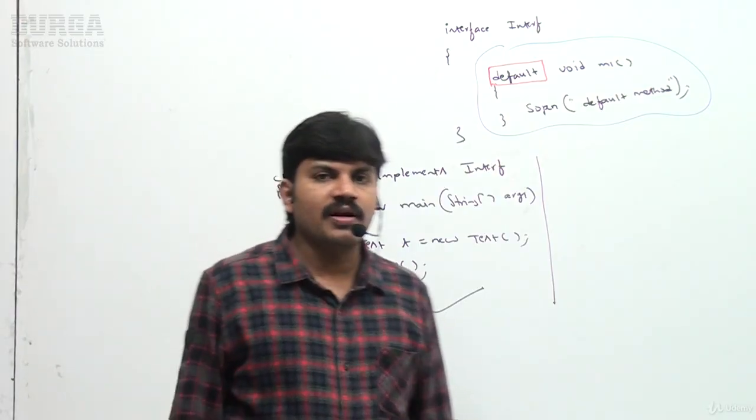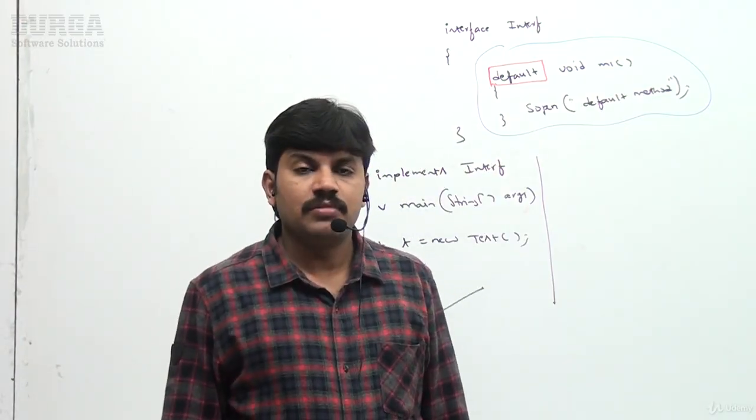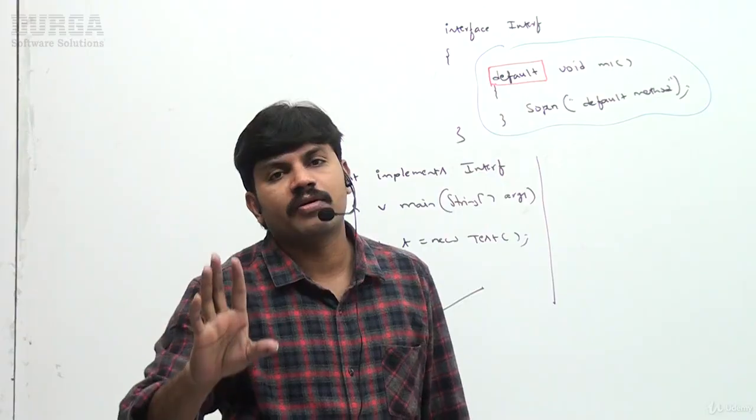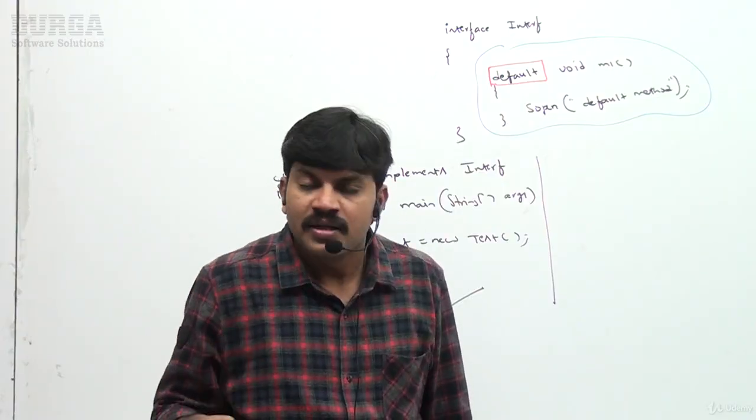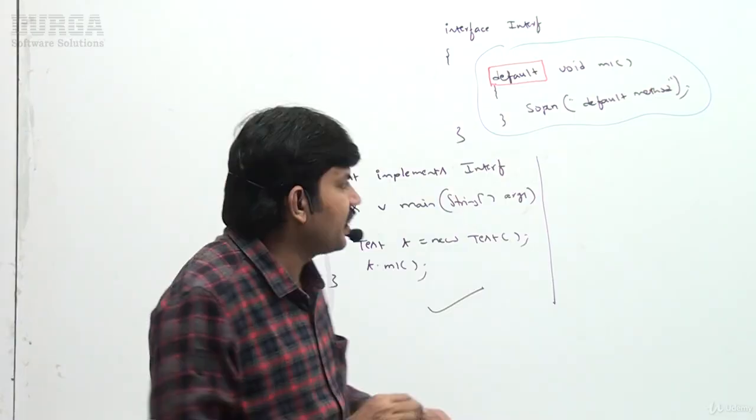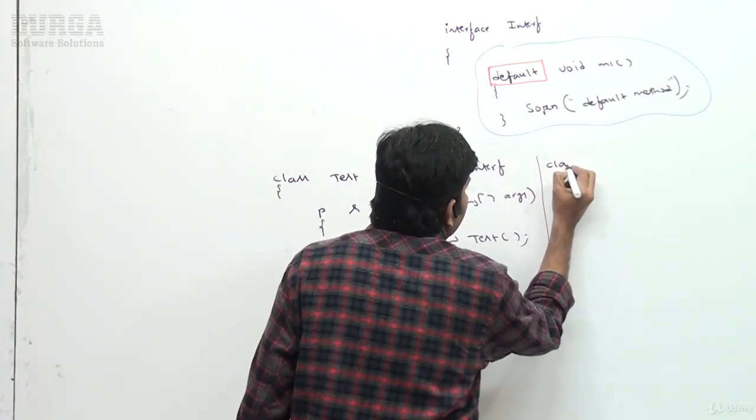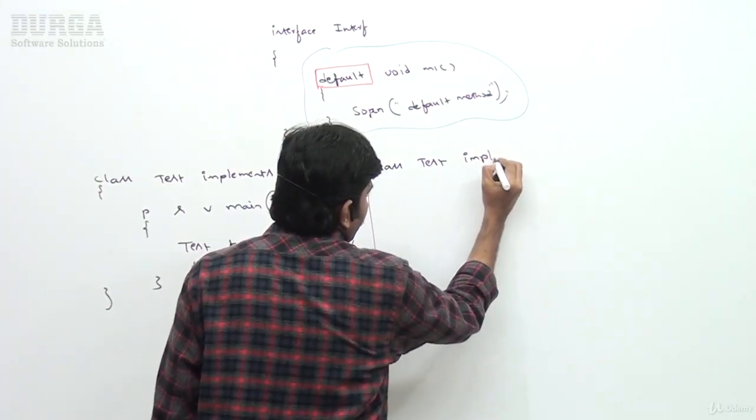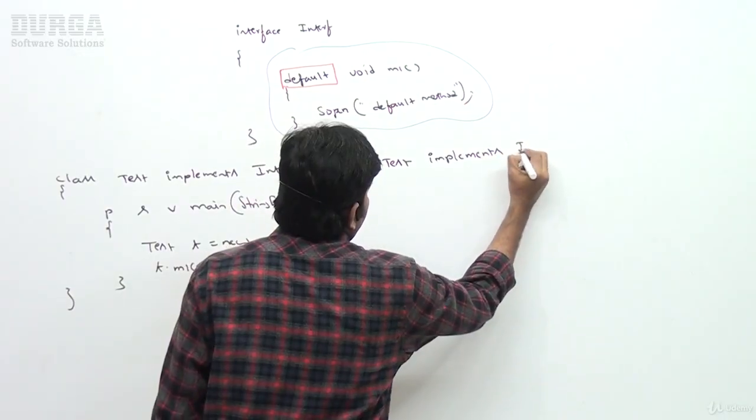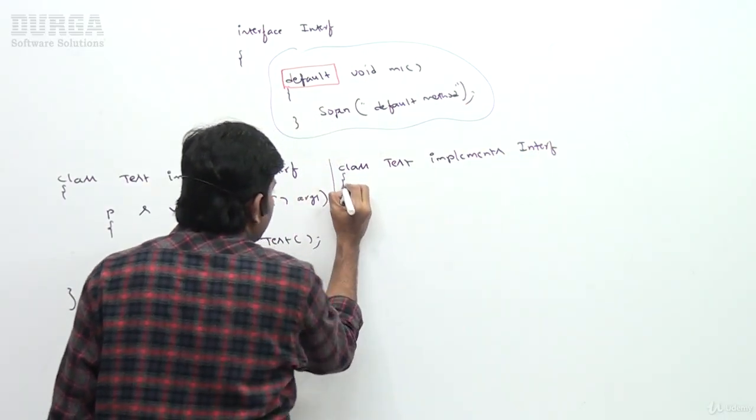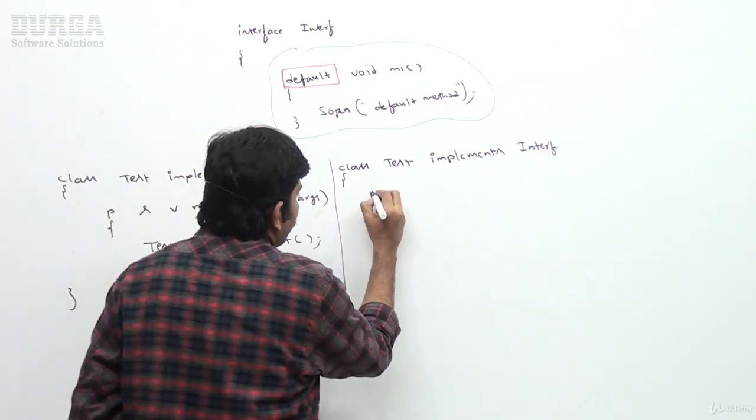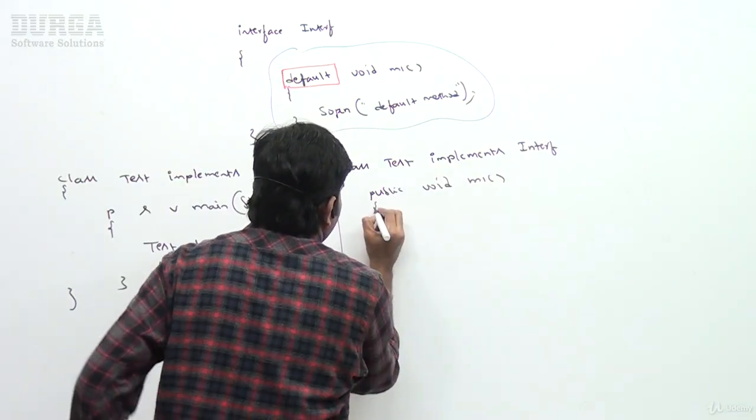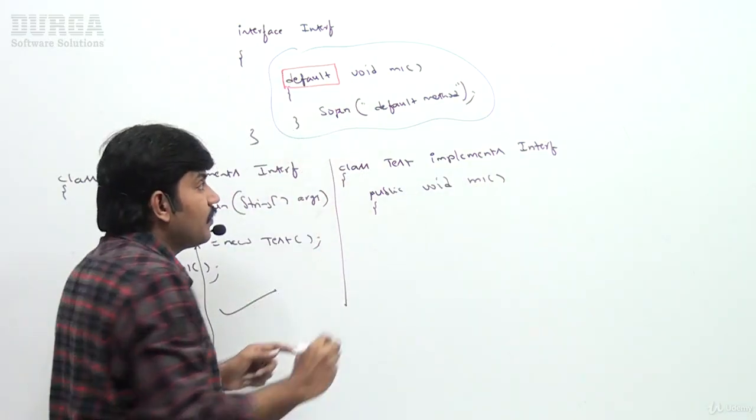Suppose you are not feeling comfortable with the default implementation and you don't want it, happily we can override it based on your requirement. In the implementation class, can I override a default method or not? Yes, why not? Here I am taking class Test implements Interf, and now public void m1. Have you observed? I'm trying to override it.